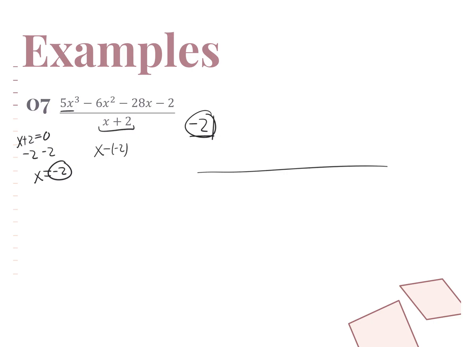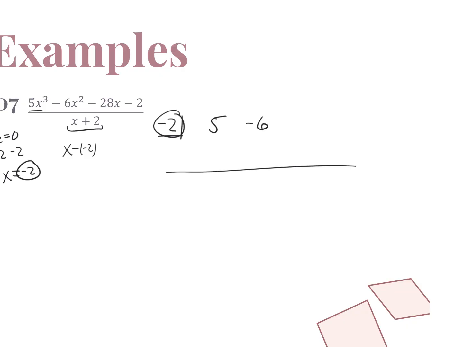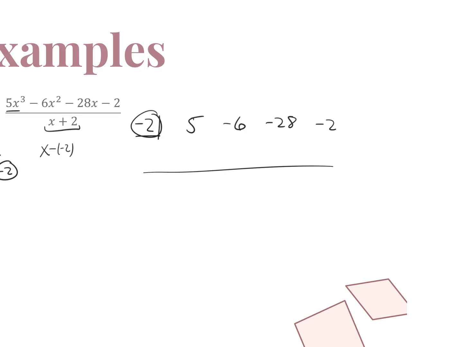So in front of the x to the third is a 5. In front of the x squared is a negative 6. In front of the x is a negative 28. And the constant is negative 2. All right, so this should be our setup. And again, I'm just going to bring that number down, the first one. You don't do anything to it, so 5.